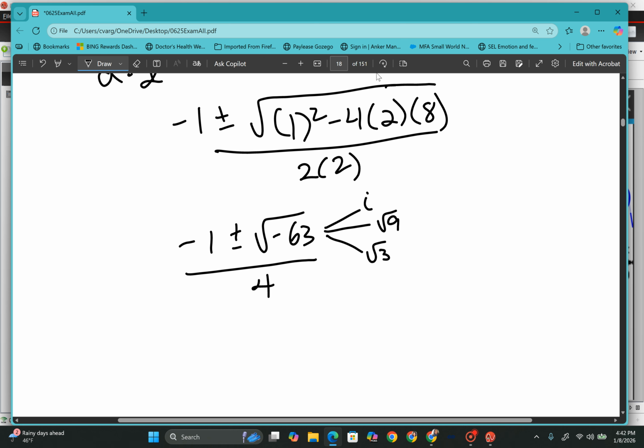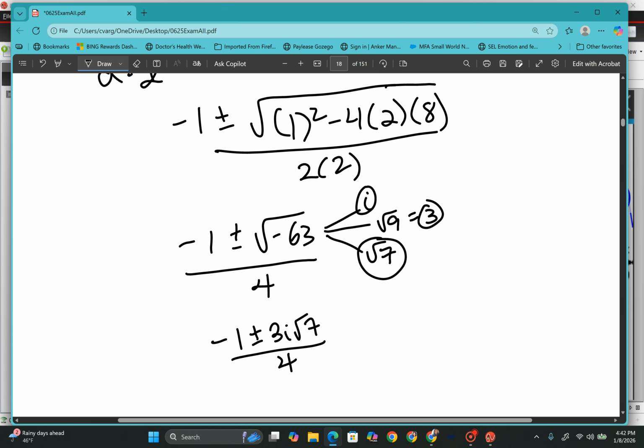Cool, so this is equal to, let me just make sure that that is correct. 9 times 3 is not 63. 9 times 3 is 27. 63 is 9 times 7. Cool. Okay, so the square root of 9 is equal to 3, right? So that means that negative 1 plus or minus 3i radical 7, 3i radical 7 all over 4.